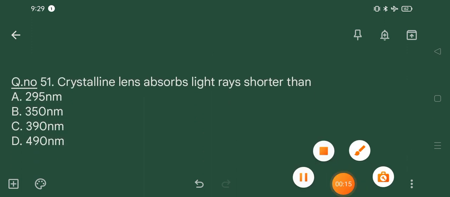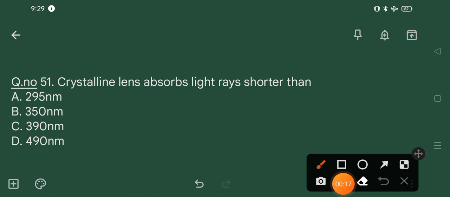Question number 51. Crystalline lens absorbs light rays shorter than option A 295 nm, option B 350 nm, option C 390 nm, option D 490 nm. The correct option is option B, that is crystalline lens absorbs light rays shorter than 350 nm.